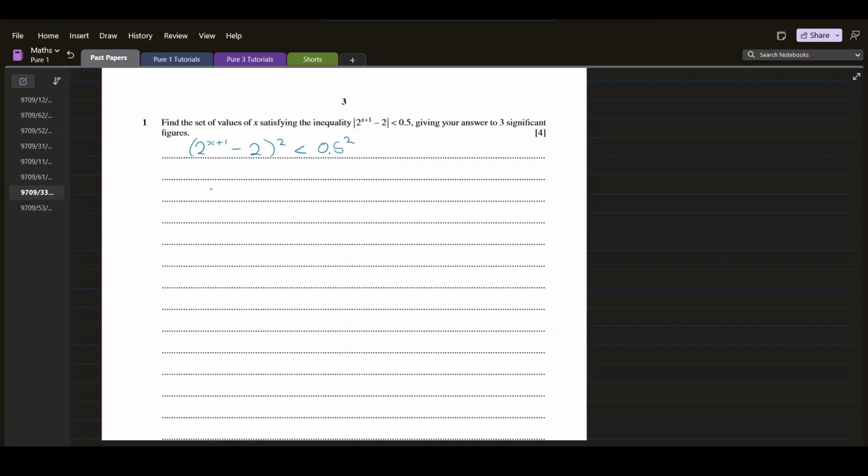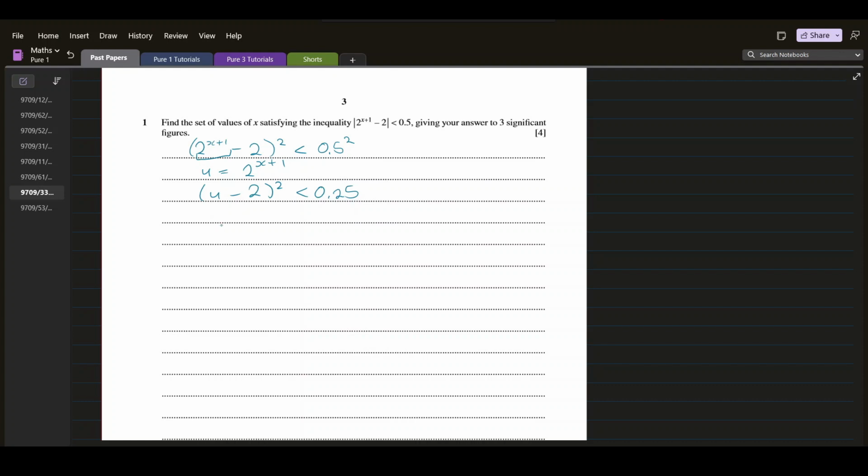To make our lives simpler, we'll use the substitution u is equal to 2 to the power x plus 1. So we're going to replace this 2 to the power x plus 1 with the u. So that becomes (u minus 2) squared is less than 0.5 squared, which is 0.25. Now we have a quadratic inequality. So let's solve our quadratic inequality.